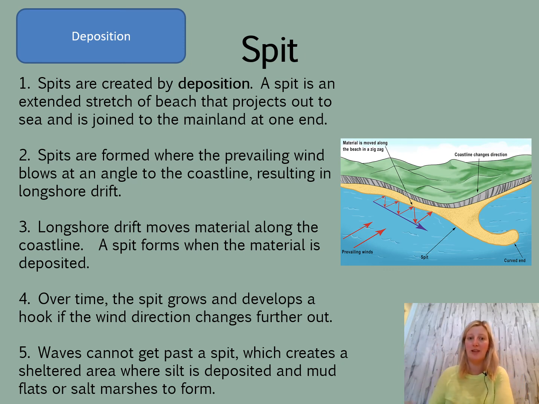Longshore drift is still moving that material along, and it continues to deposit material, but instead of it being along the coastline, this time it's coming out into the sea, as you can see in that diagram. Over time, with continued deposition, the spit continues to grow. The end of the spit is very often hooked because of the wind direction changing as we get further out to sea. And the waves can't generally get past a spit, so it's built up to a certain extent. It means that most normal waves won't be able to get past it.